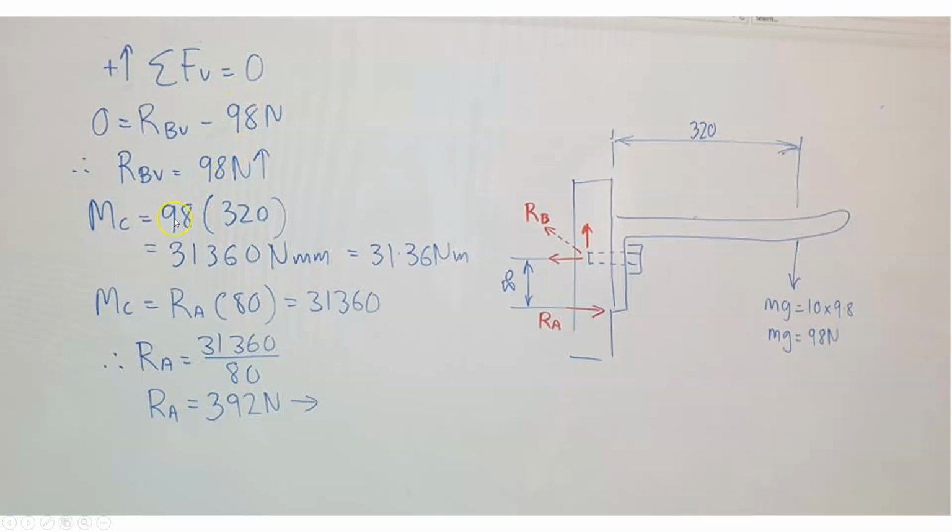Now, as we continue on, what are we looking at here? We're working out the moment couple. We have one force, 98 newtons, multiplied by 320, gives us our couple force.